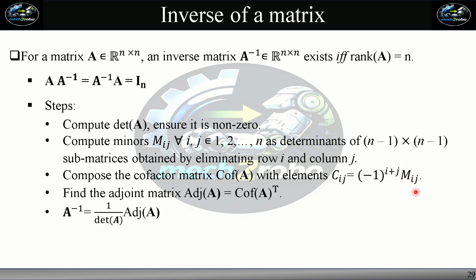Multiply with the minor, and then determine the adjoint, which is equal to the transpose of this cofactor matrix, and then we finally calculate the inverse of that matrix, which is equal to adjoint A divided by determinant A. Always keep in mind that the determinant of that matrix must be non-zero. If it is equal to 0, then the inverse of that matrix never exists.